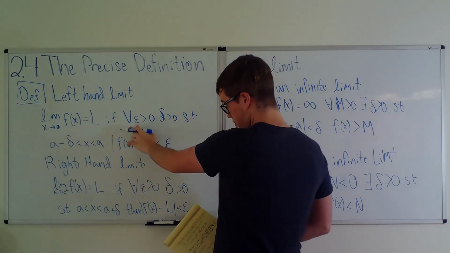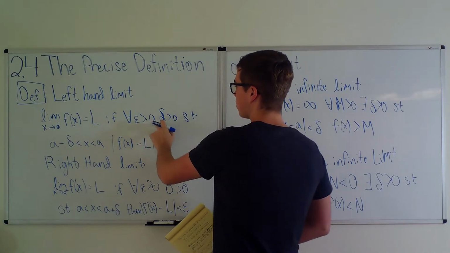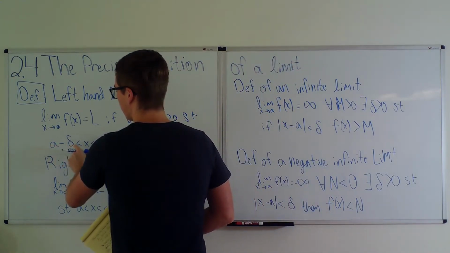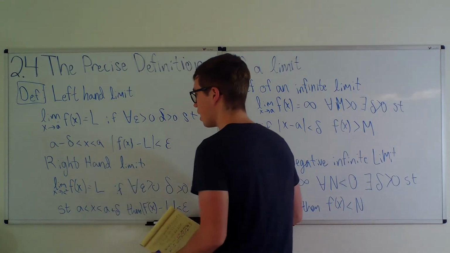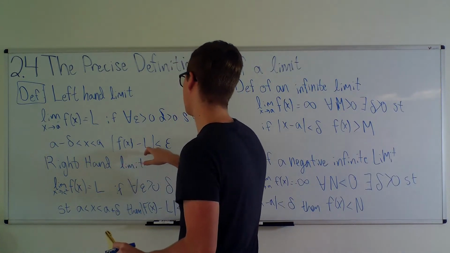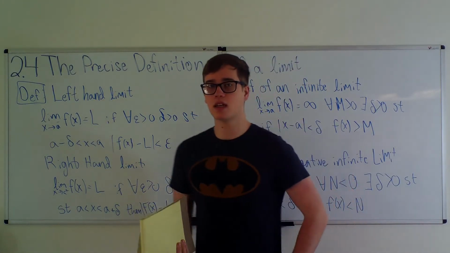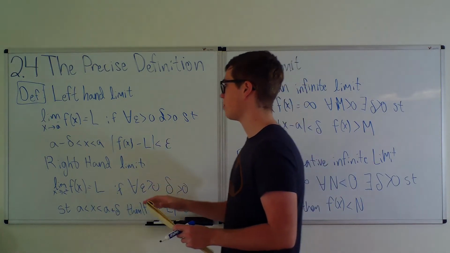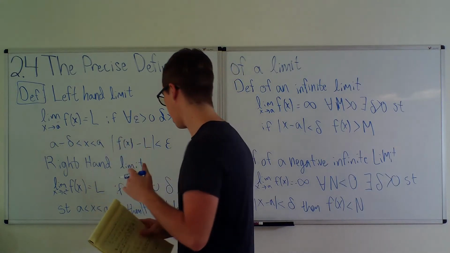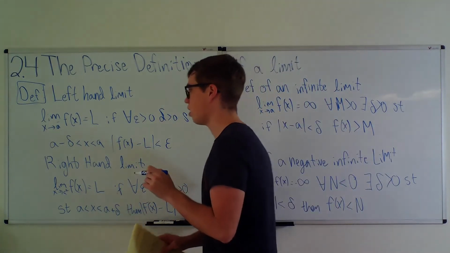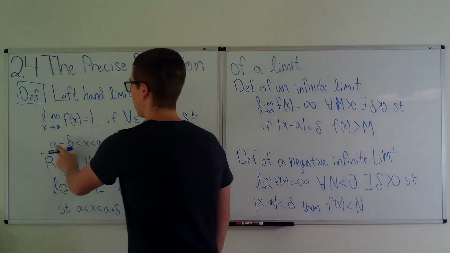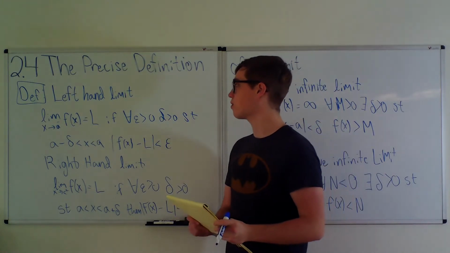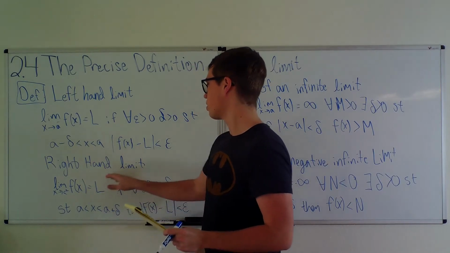if for every epsilon greater than 0 there exists a delta greater than 0, such that a minus delta is less than x, which is less than a, then |f of x minus L| is less than epsilon. So it's the same thing as the precise definition of a limit, but you don't have the absolute value of x minus a being less than delta. All you have is a minus delta is less than x, right? So it doesn't have to account for both. It only accounts for one side of the limit. So now on to the right-hand limit.